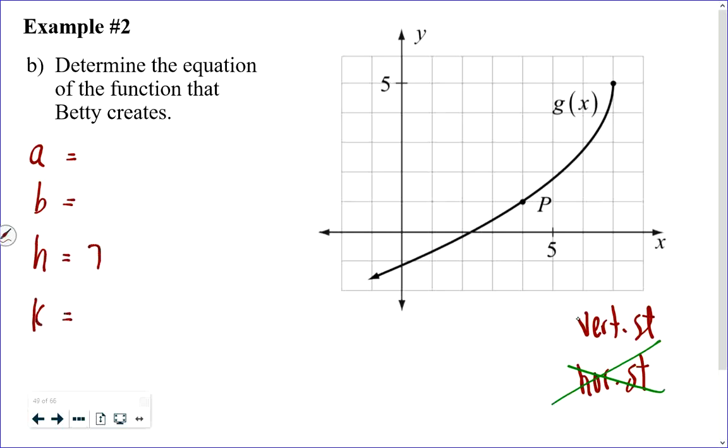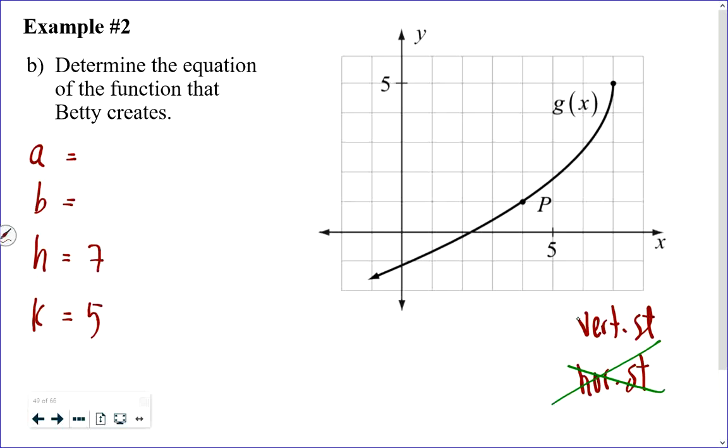Well, H is still 7, K is still 5. That's a fact. And by the way, I like Betty's approach better than Alice's, and I also like Chandler's approach better than Alice's because it's algebraic. We don't have to think.